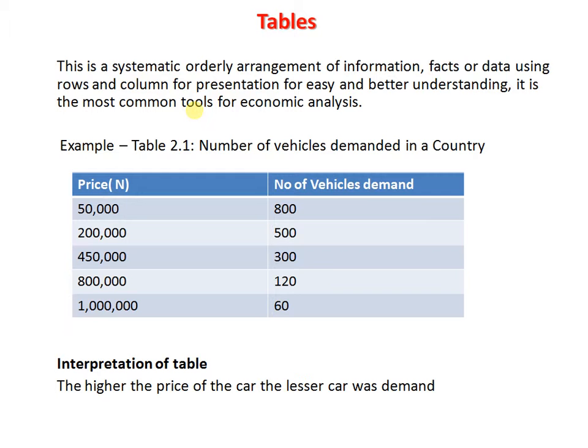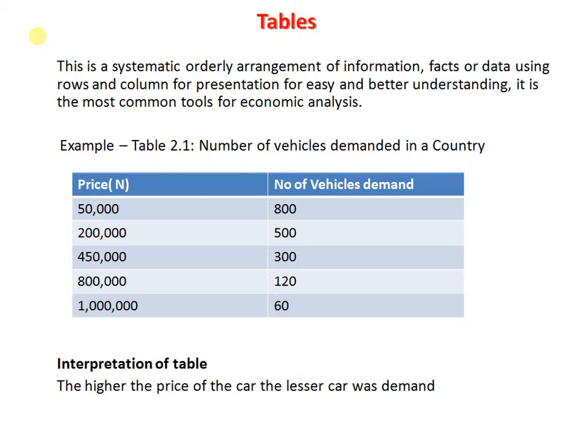So what are tables? Table is the most basic economic analysis tool. So we're starting with table. I will say that a table is a systematic, orderly arrangement of information, facts, or data using rows and columns for presentation for easy and better understanding. It is the most common tool for economic analysis. So look at this table. You can see that this table is showing us the number of vehicles demanded in a country.